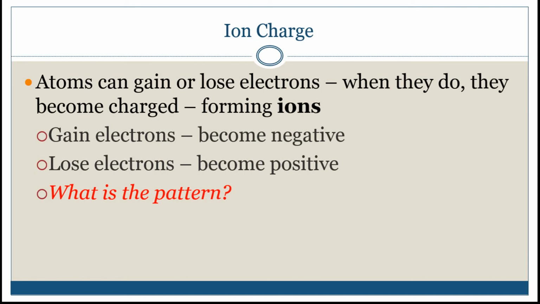Ion charge. It turns out that atoms can gain or lose electrons. And when they do, they become charged, forming ions. We'll talk about how that works. If you gain electrons, because electrons are negative, you become more negative. If you lose electrons, you become positive.